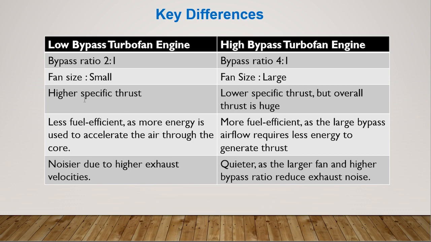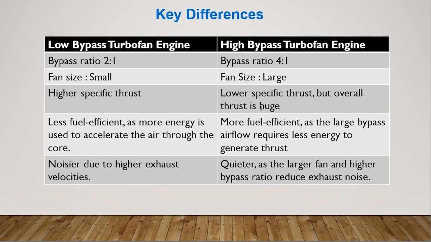Thrust per unit area is high because the area is less, and within that area the low bypass turbofan engine is producing more thrust. Whereas in the high bypass turbofan engine, the specific thrust is low, but overall thrust is huge.